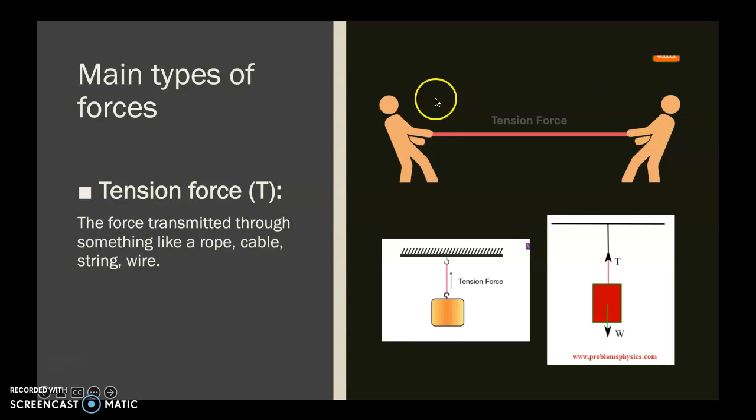If they were pulling on each other without the rope, it would be applied force. But because there is a rope in between them, it turns into tension force. Same thing if an object is hanging, then that would be considered a tension force rather than an applied force, because the object is attached to a wire or a cable, and so we switch that to tension force.